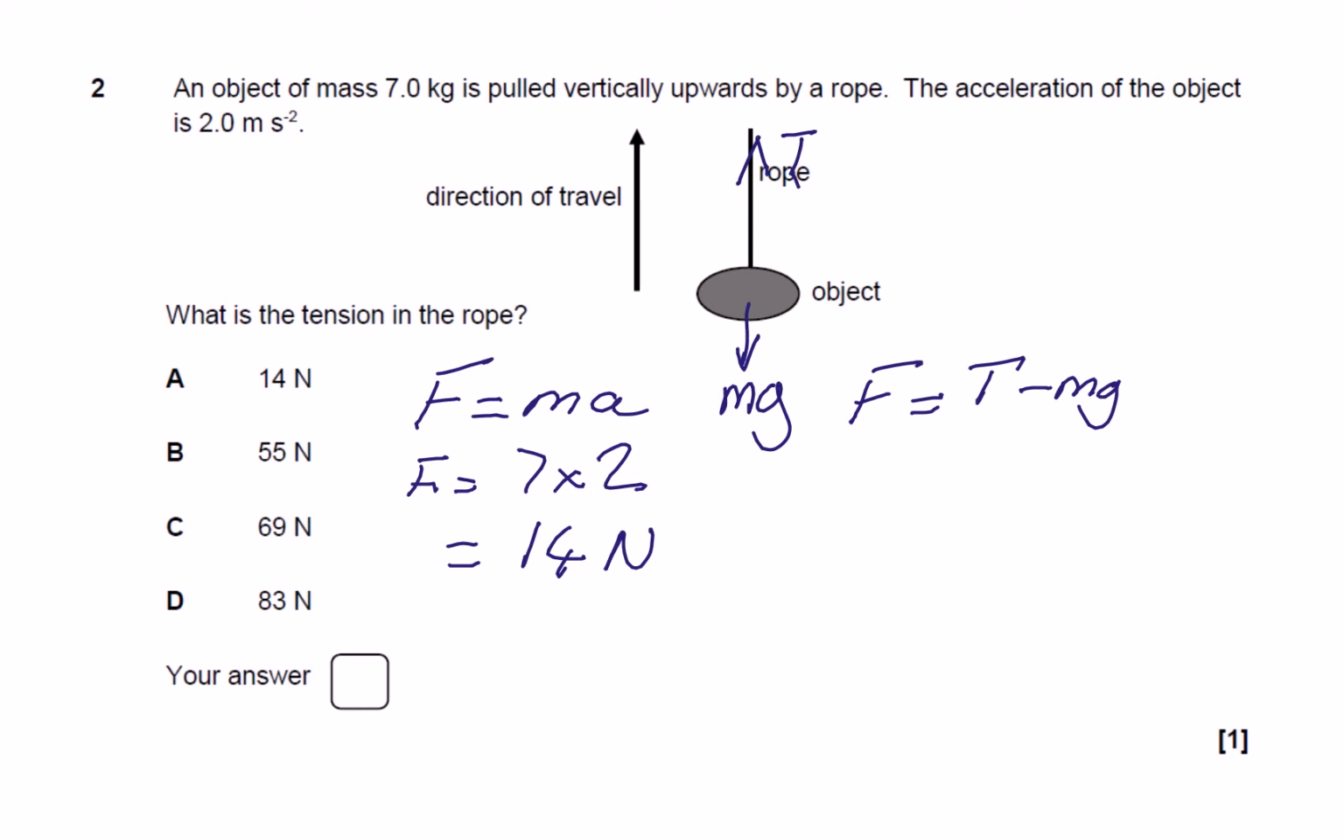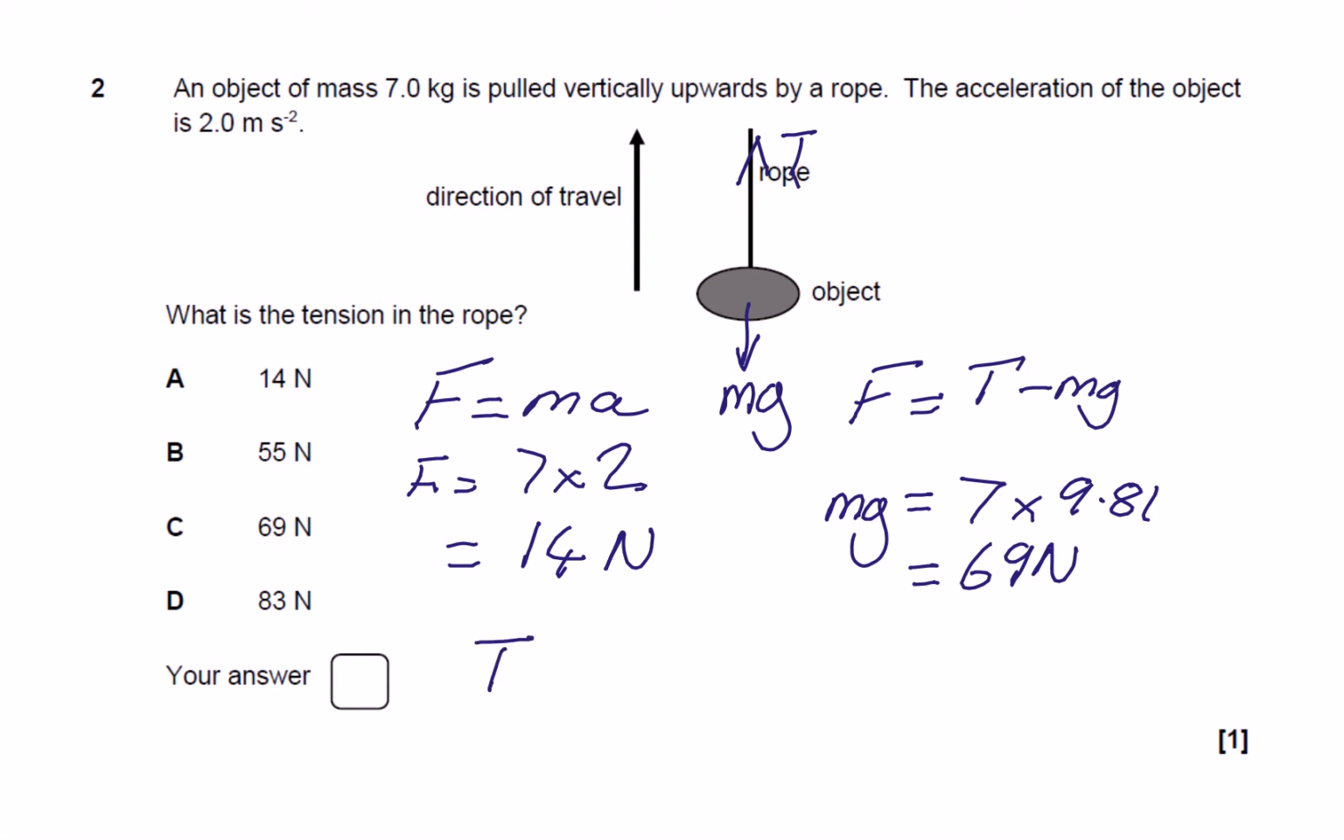And I can work out the weight of the object, mg, because I know the mass is 7 and g is 9.81 meters per second squared. So if I put those into my calculator and round it up to the nearest whole newton, I get 69 newtons.